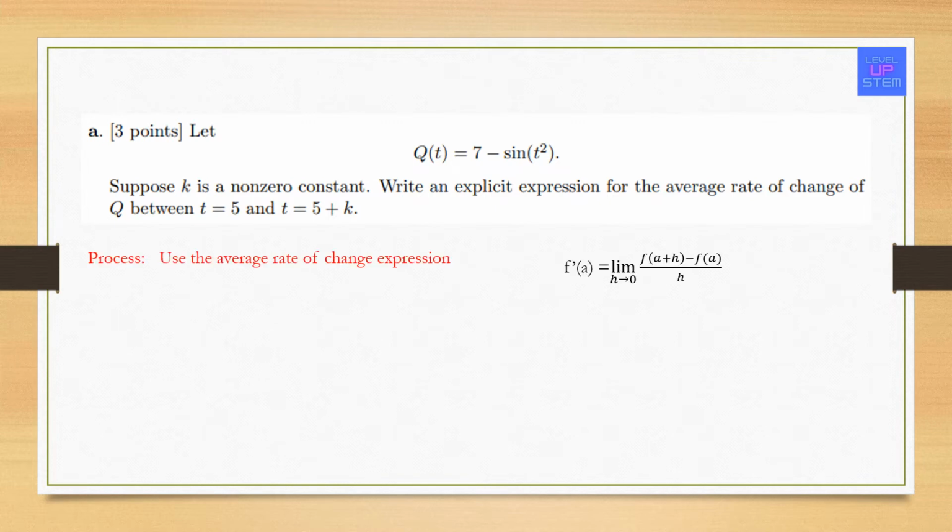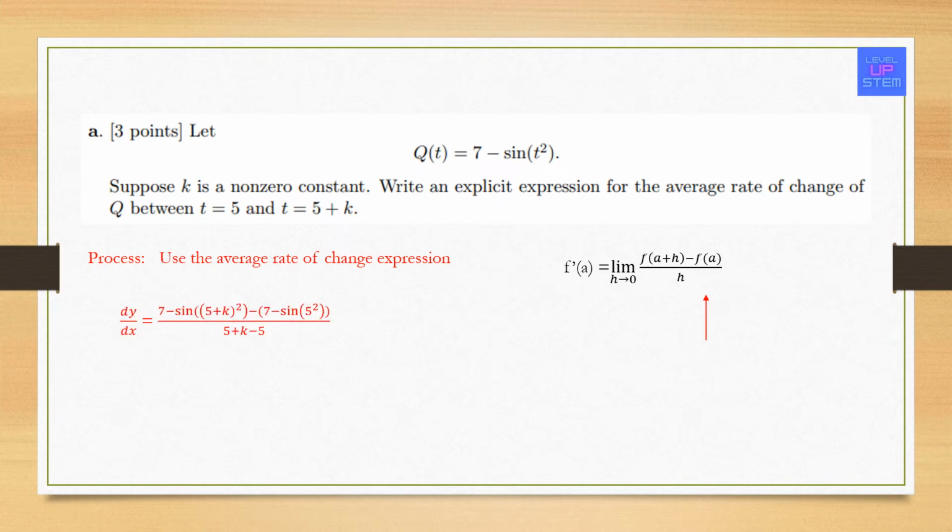So the process we have for this is by using the average rate of change expression, since that's what it's asking for. And I copy and pasted a definition of derivative to the right there, but we're only going to use this part of it, the second part of it, after the limit expression. That's our average rate of change.